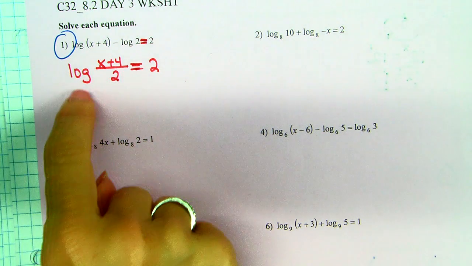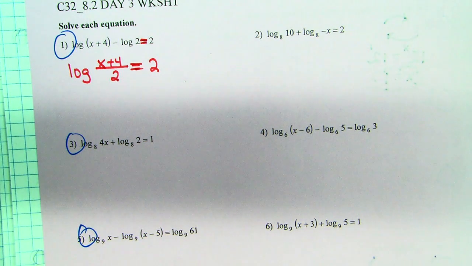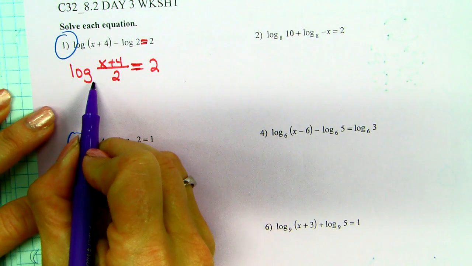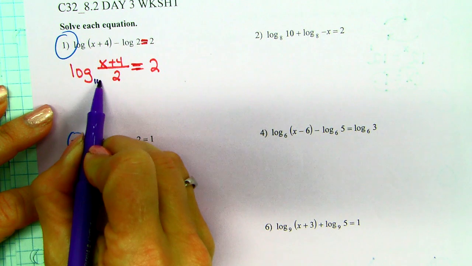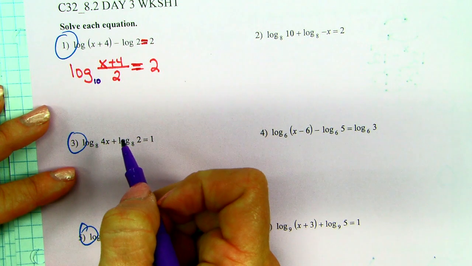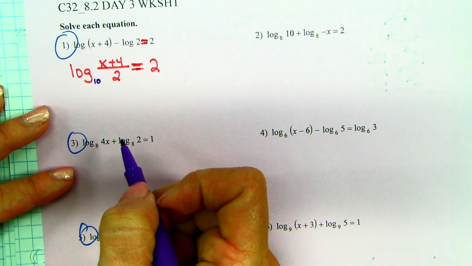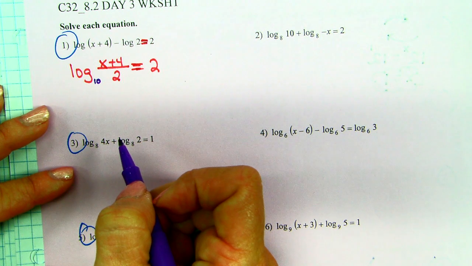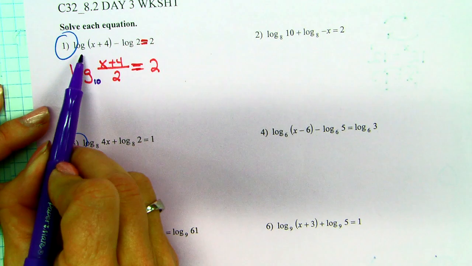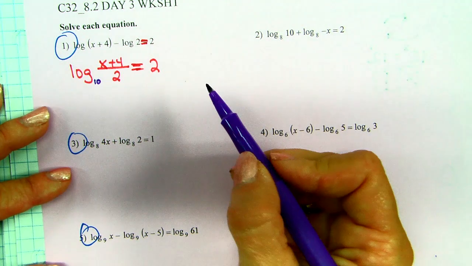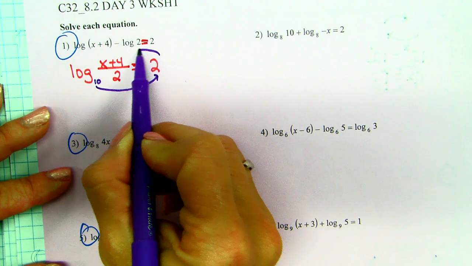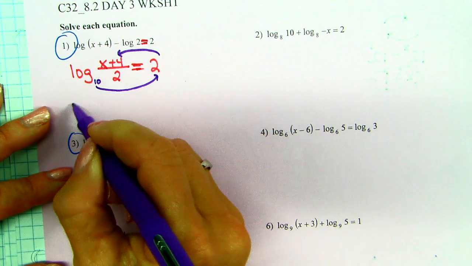What is the base of this log? 10. Remember, if you don't see a number there, if it's not written there, you should just know it's a 10. We've talked about that, right? Have we talked about that in this class? I must have. But if you don't see a base, it's 10, right? If you see a number there, it's that number, okay? So we're going to do 10 to the power of 2 equals that.